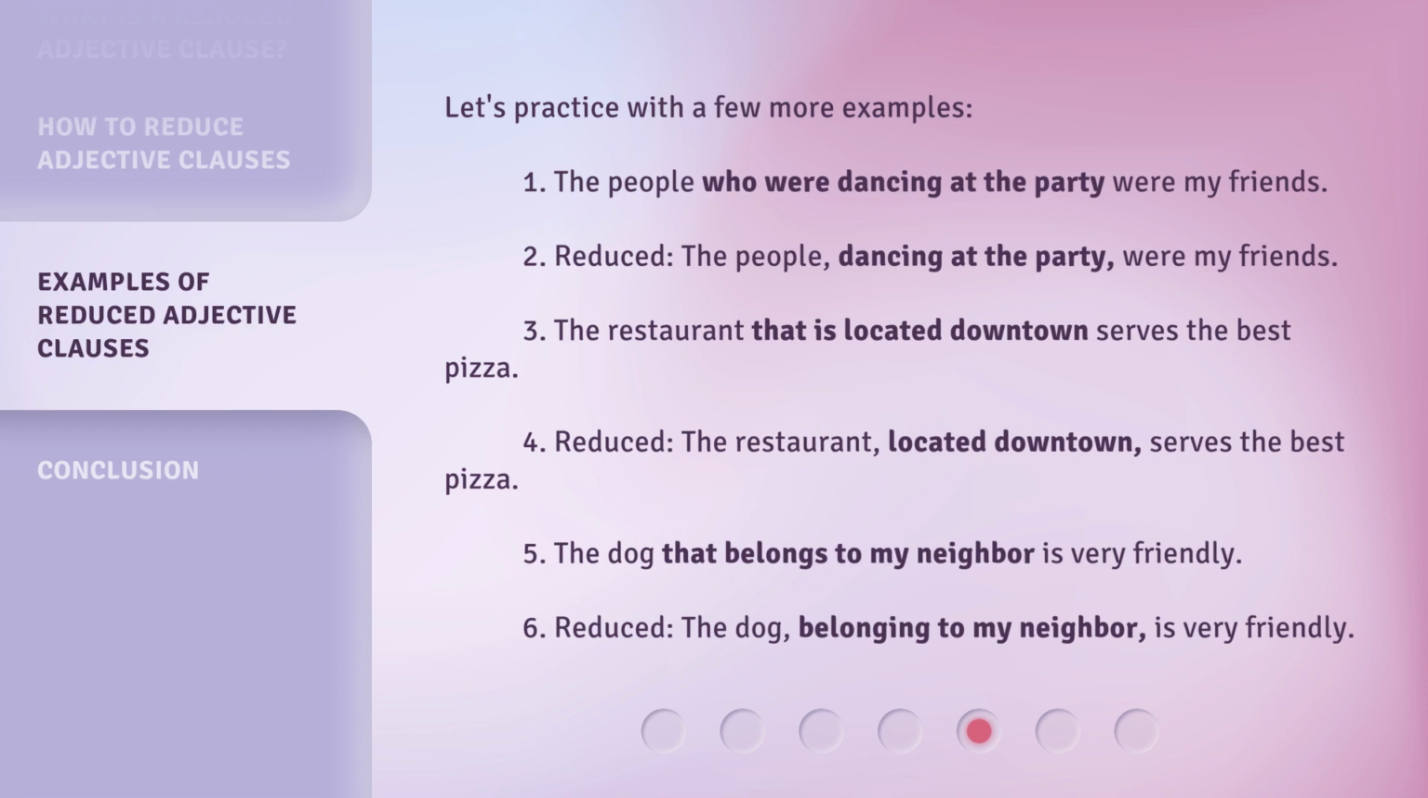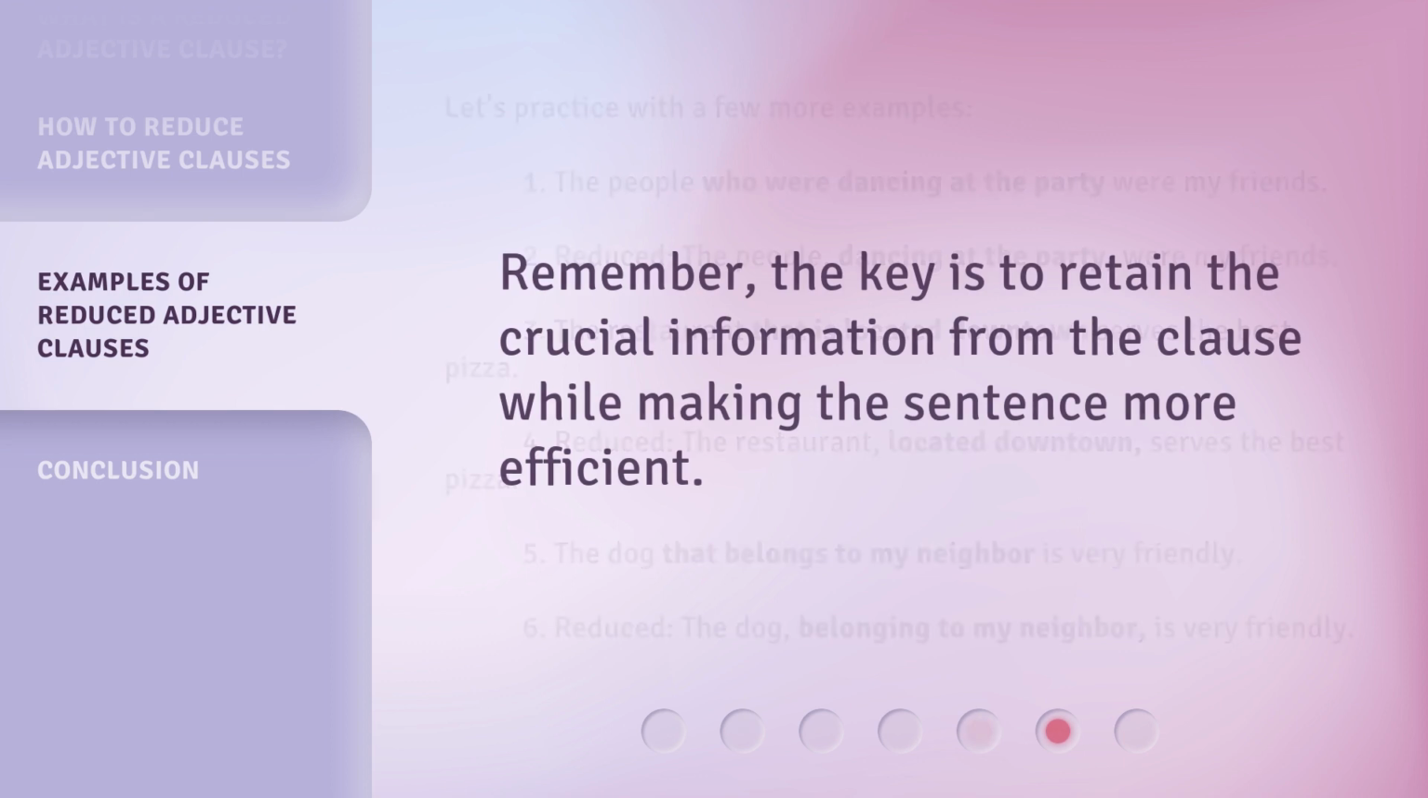Three: The dog that belongs to my neighbor is very friendly. Reduced: The dog, belonging to my neighbor, is very friendly. Remember, the key is to retain the crucial information from the clause while making the sentence more efficient.